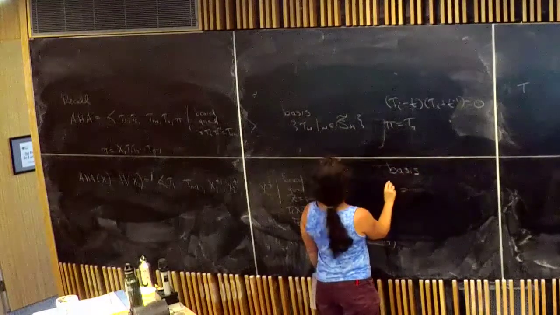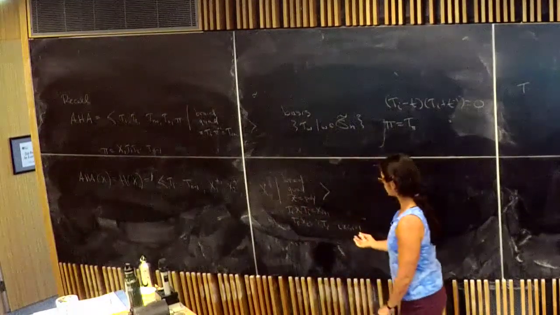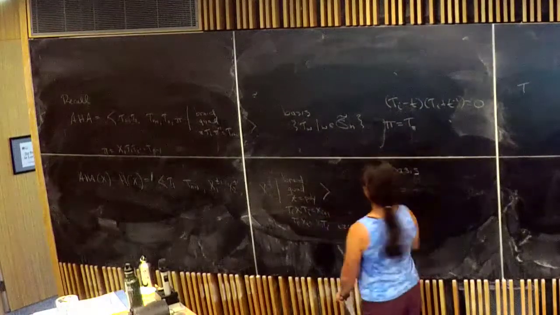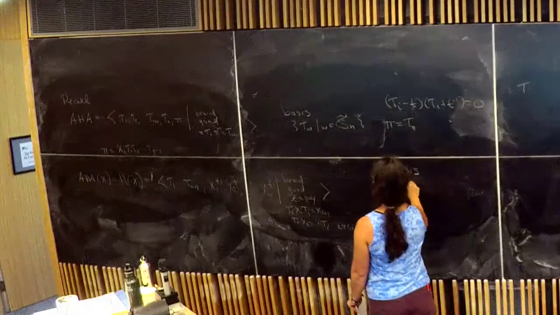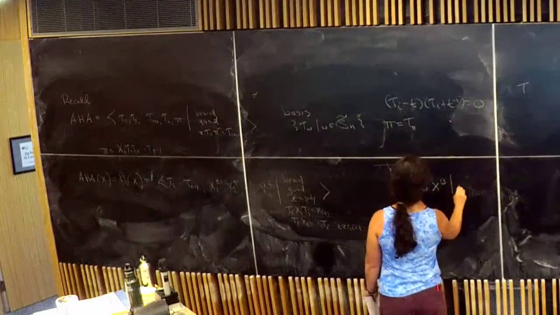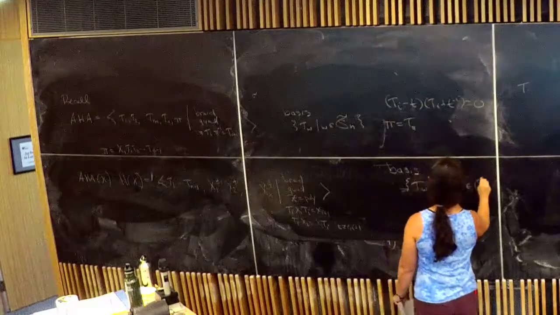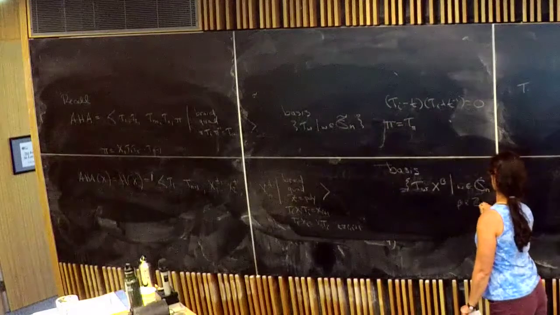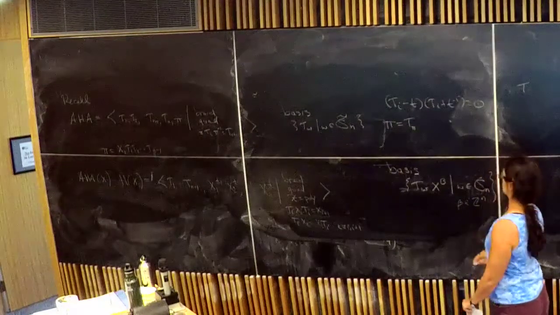Well, because of the way the relations work, this says you can always move an x to the right of a t. And so your basis here looks like t sub w, say x to the beta, where w now is just in the finite symmetric group, not the affine, and beta is in N.